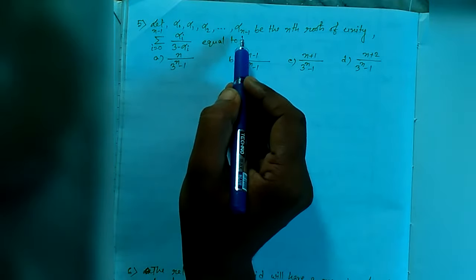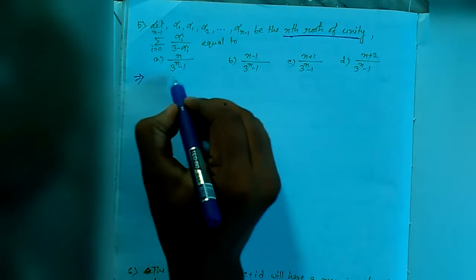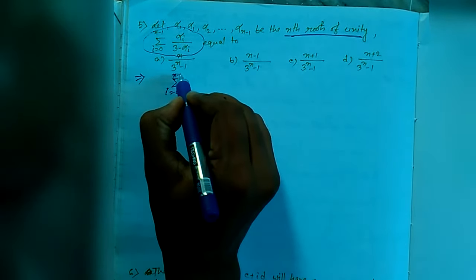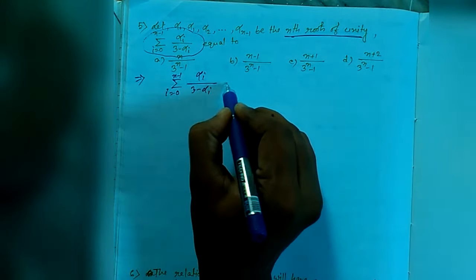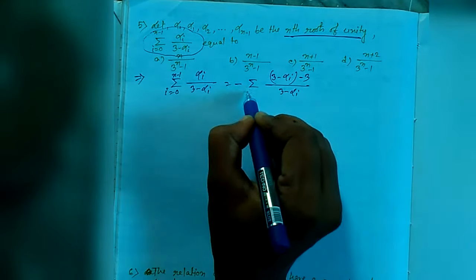Again, take another problem. Let alpha 0, alpha 1, alpha 2, dot dot alpha n minus 1 be the nth roots of unity. Then what will be this sum? First, watch my video and try it yourself. Here, nth roots of unity. Here, this is our required result. This can be written in an easily understood way. Here these are the nth roots of unity.